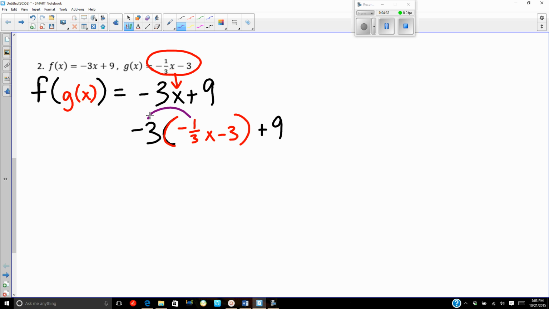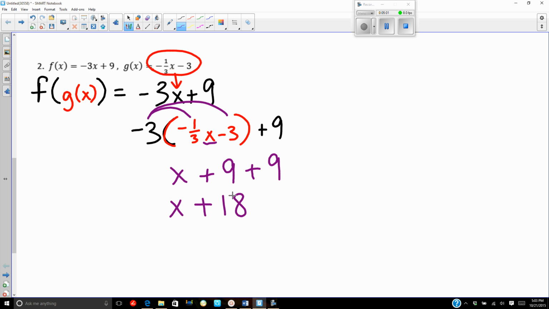So when we distribute the negative 3 and negative 1/3, those are just reciprocals. Negative 3 times negative 1/3 is just a positive 1x in this case, because of that x right there. And then negative 3 times negative 3 is a positive 9. It looked for a second like those 9s might cancel, but since we have 2 positive 9s, we just combine those and we get x plus 18.